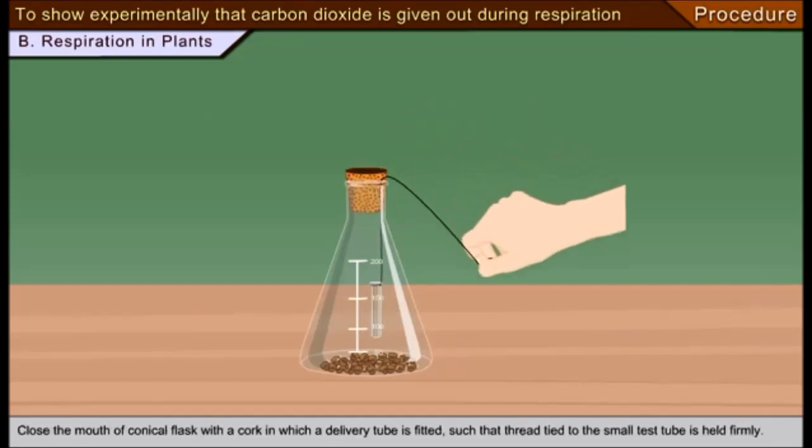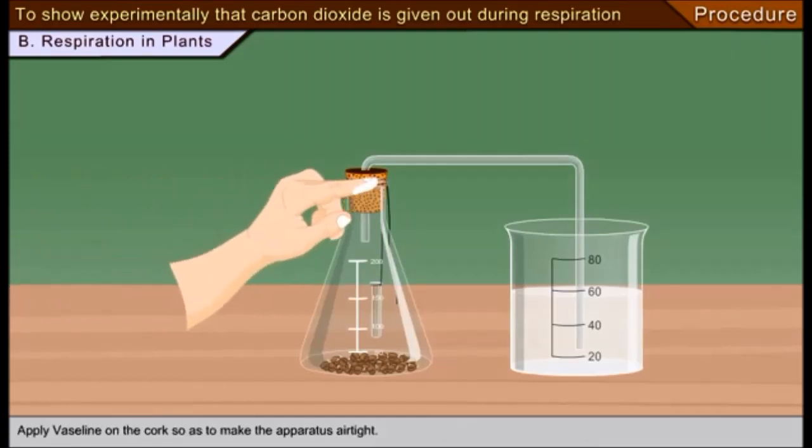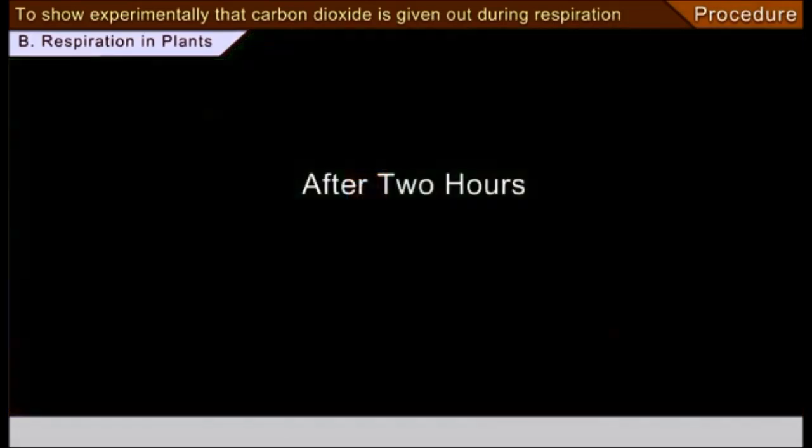Close the mouth of the conical flask with a cork in which a delivery tube is fitted, such that the thread tied to the small test tube is held firmly. Fix one end of the twice bent glass tube in the cork and the other end is dipped in a beaker containing water. Apply Vaseline on the cork so as to make the apparatus airtight. Leave the apparatus undisturbed for 2 hours.